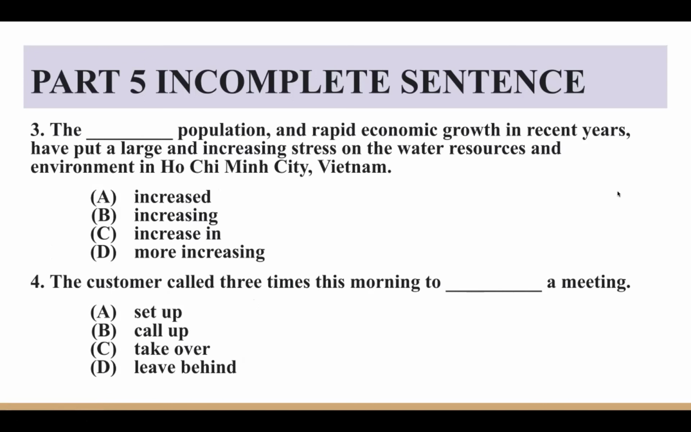Next, okay. So population and rapid economic growth in recent years have put a lot and increasing stress on the water resources and environment of Ho Chi Minh City. So we can see population here is a person, I mean, a human. So the action must be ongoing. So we just put present participle instead of past participle. So we need ing here. Increasing would be the answer. B.